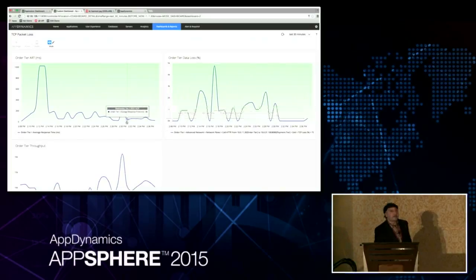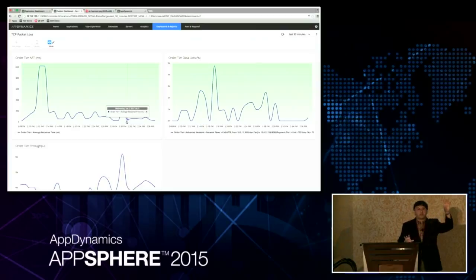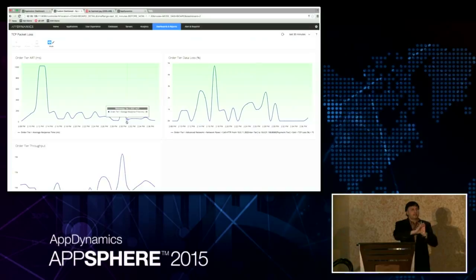So there's a direct correlation. How our system is going to work is we take a health rule alert based on baselines, which is the ART health rule alert, and the network-level health rule alert, combine the two, and send one single alert saying that loss at this specific tier is what's causing the application ART to spike. Any questions here?